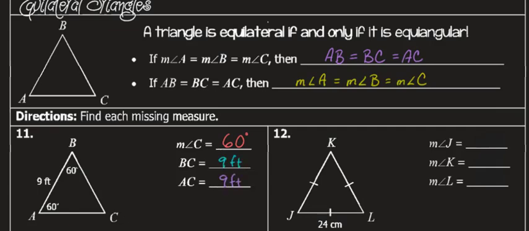Number 12. Because of the given congruency marks, we know this triangle is equilateral. This means it's also equiangular. So the measure of each angle is 60 degrees.